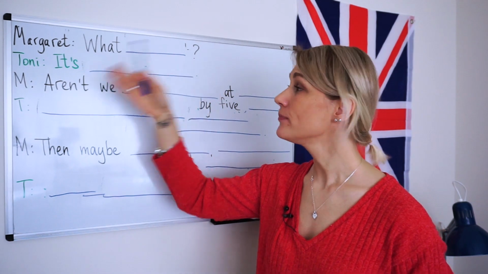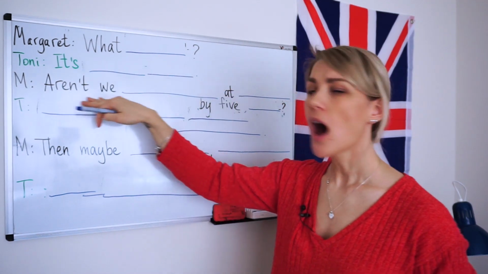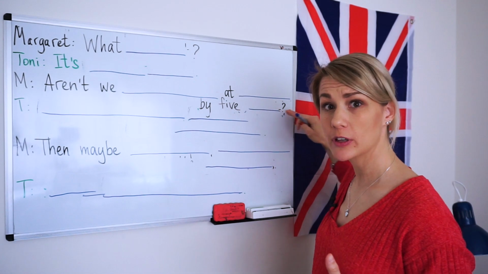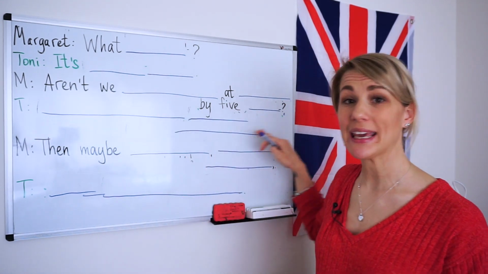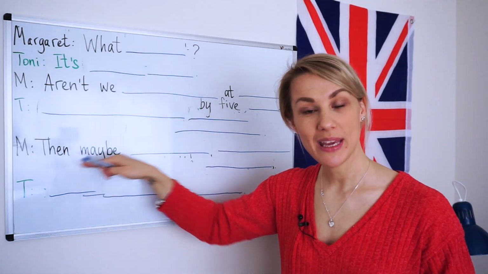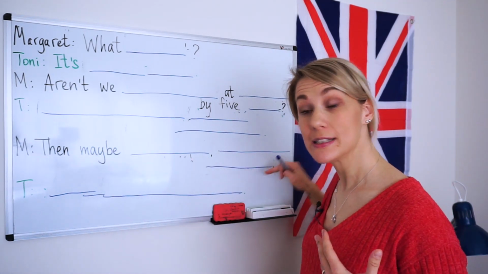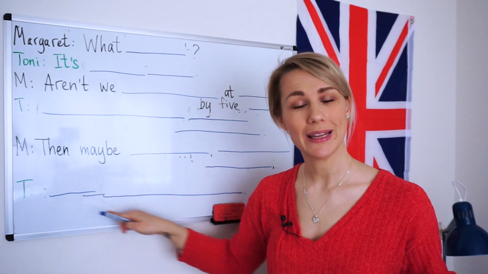What time is it? It's 4:45. Aren't we supposed to be at Jim's house by 5 o'clock? 5 or 5:30? He said it didn't make any difference. Then maybe we could pick your suit up at the dry cleaners. Sure, we have plenty of time.